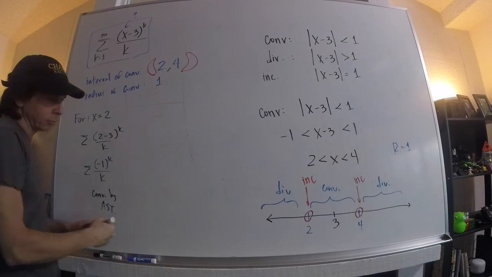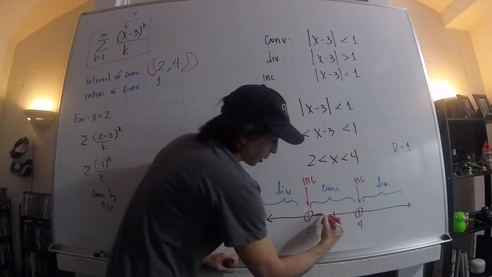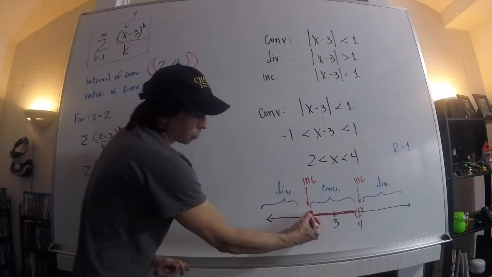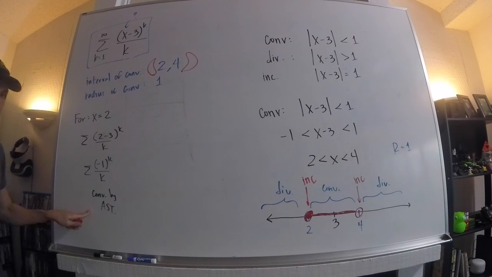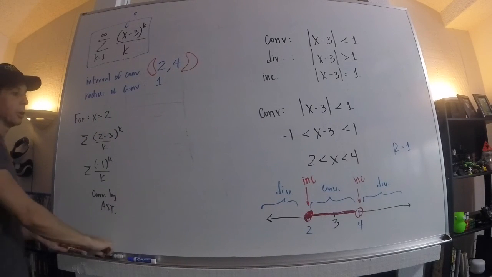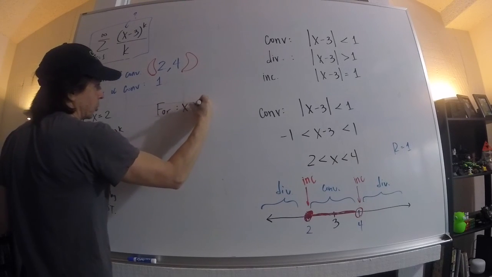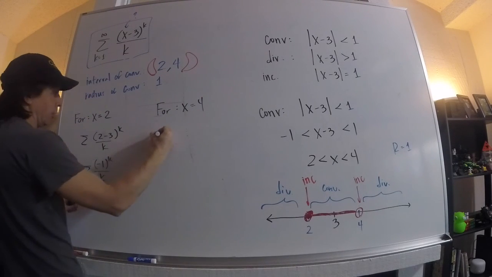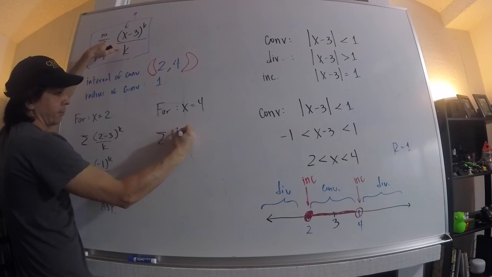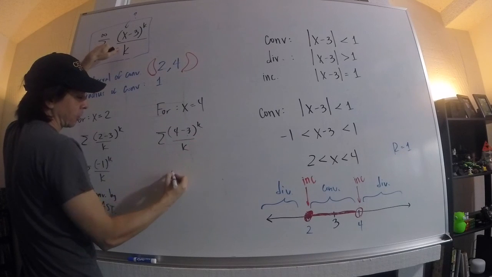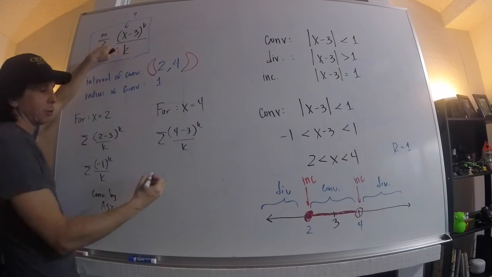So when I start drawing where it converges, I'm going to shade an interval where it converges everywhere between, and 2 is going to be included because it converges there. Let me check the other endpoint manually, for x is equal to 4. I'm going to plug in 4 for x here. I'm going to get a positive 1 to the k, over k. Sorry, positive 1 to the k is just 1.